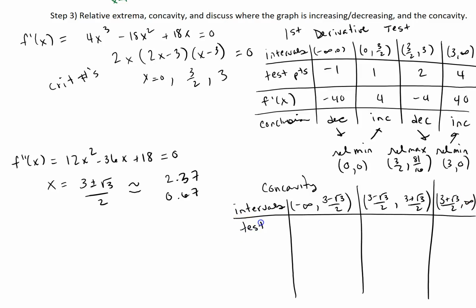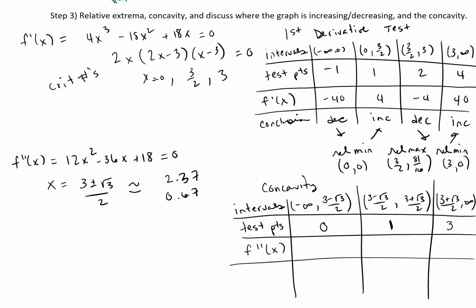I'm going to pick my test points. So choose easy ones. Why don't we pick 0, between 0.67 and 2.37 would be 1, and greater than 2.37 we could pick 3. We plug them into f double prime of x, and you get 18, negative 6, and 18. So our concavity here, this one is concave upward because it's positive. This one is concave downward because it's negative.